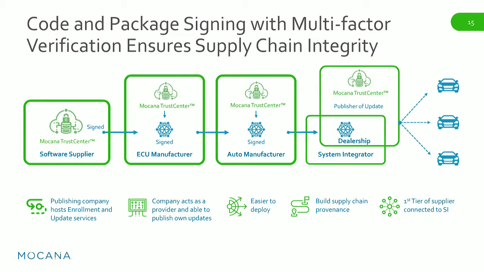Right. So in every hop here, the software supplier signs the package using their private key and encrypts it using the certificate of the ECU manufacturer. The ECU manufacturer can therefore verify that the package was intended just for them, and then they co-sign it with their certificate and forward it to the auto manufacturer. The auto manufacturer now verifies that there are two signatories and that the package was signed only for that automaker, encrypted for that automaker. And then that chain continues.